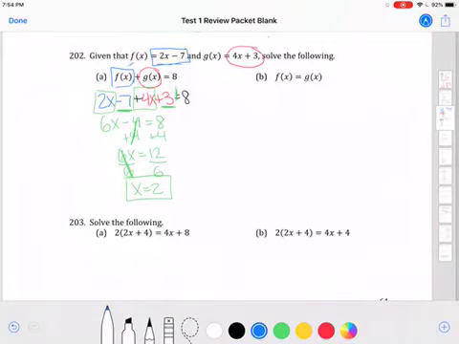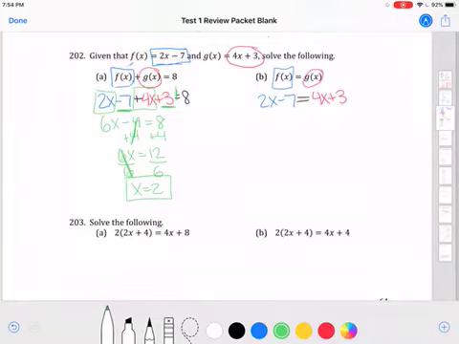Okay, so same idea with the first step for part B, except the setup of the equation is different. I'm still going to plug in f of x where I see f of x, and g of x, which was 4x plus 3, in place of g of x. So the first thing I see is f of x. I'm going to plug in 2x minus 7. My equal sign comes down, and then I plug in what g of x is, which is 4x plus 3.